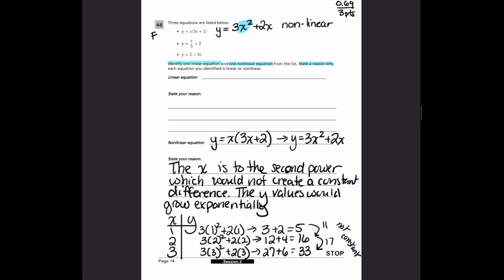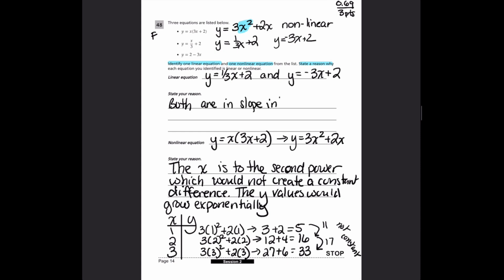So let's look at the other two. The other two equations are linear. y equals 1/3 x plus 2 would create a line. And so would the next one, y equals -3x plus 2. Those are both linear. My x is to the first power. And I'm going to show you the constant difference in a second. So y equals 1/3 x plus 2 and y equals -3x plus 2 are linear. Both are in slope-intercept form, and x to the first power.